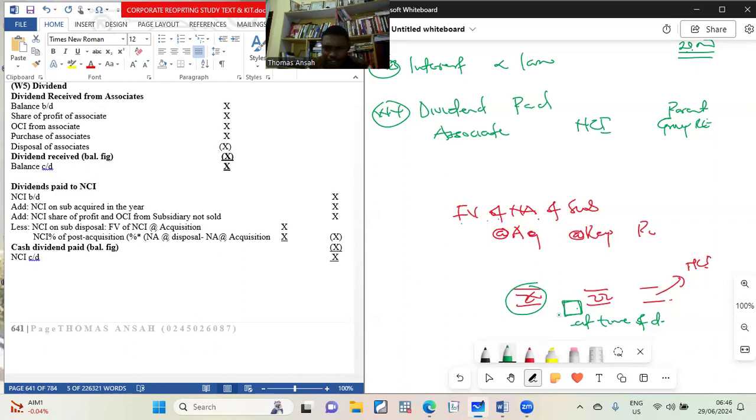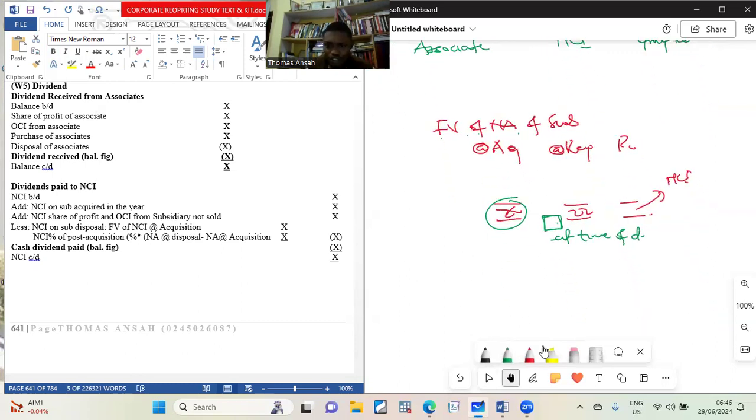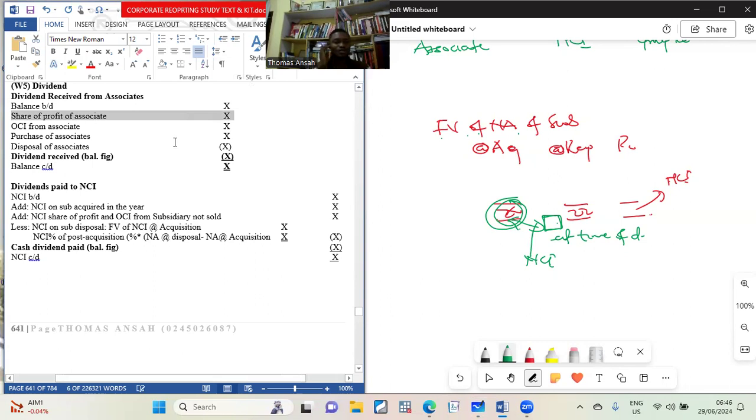All right. Again, when there is a step acquisition, you also have to be careful. This one didn't get to the end, and they disposed. So you will use this one and this one to do the sharing of the NCI portion. Now, the question is, after doing the disposal, how much interest was retained? If the interest that was retained was an associate, then you continue with the share of profit for associate with the remaining percentage. Then you will add it to your associate here. All right. So that is something you need to understand.